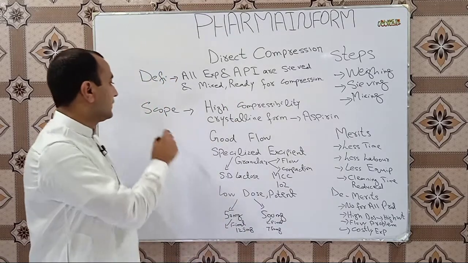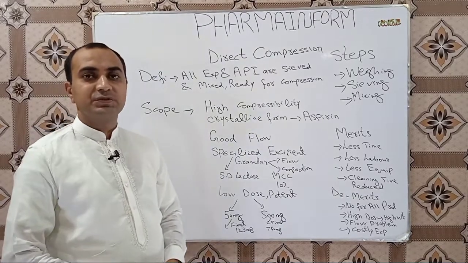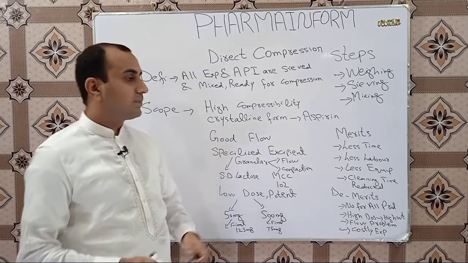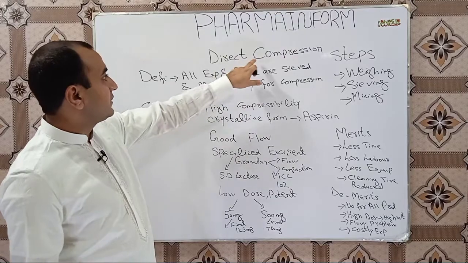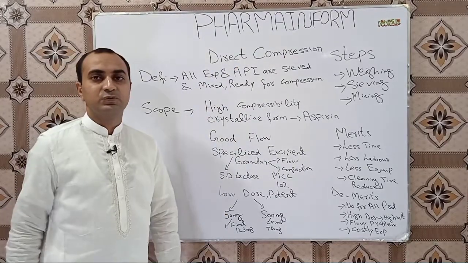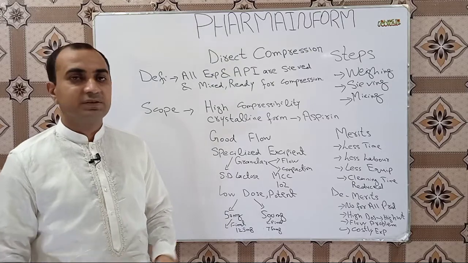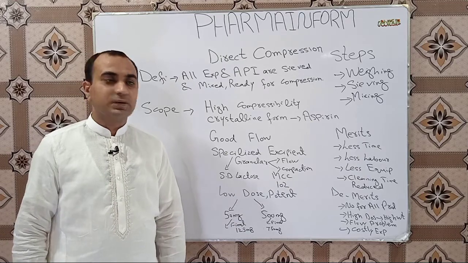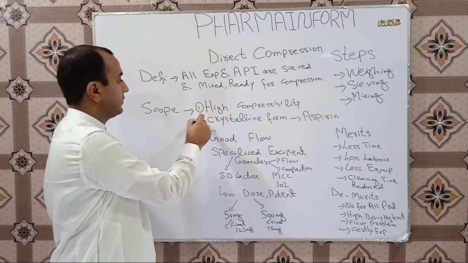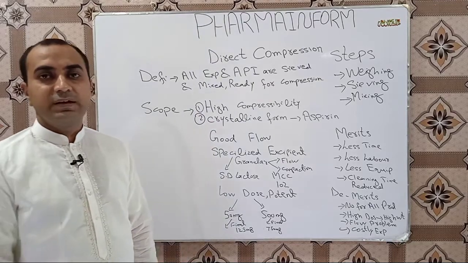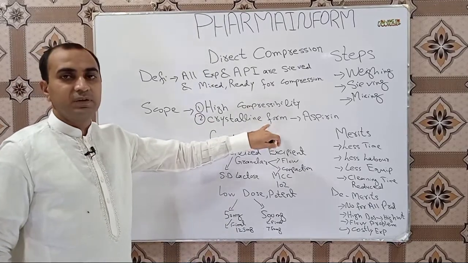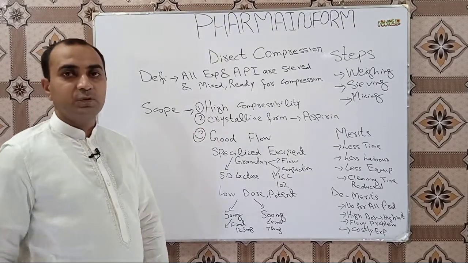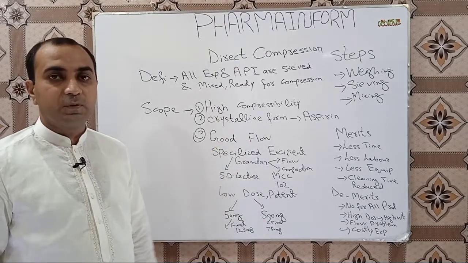Why? The reason is the scope, or the limitations, of direct compression. Basically, the direct compression method can be used for those products or for those APIs which have high compressibility or high compaction properties. Number one. Number two, it is used for those APIs which are in crystalline form like aspirin. Or number three, it is used for those products which have good flow properties.